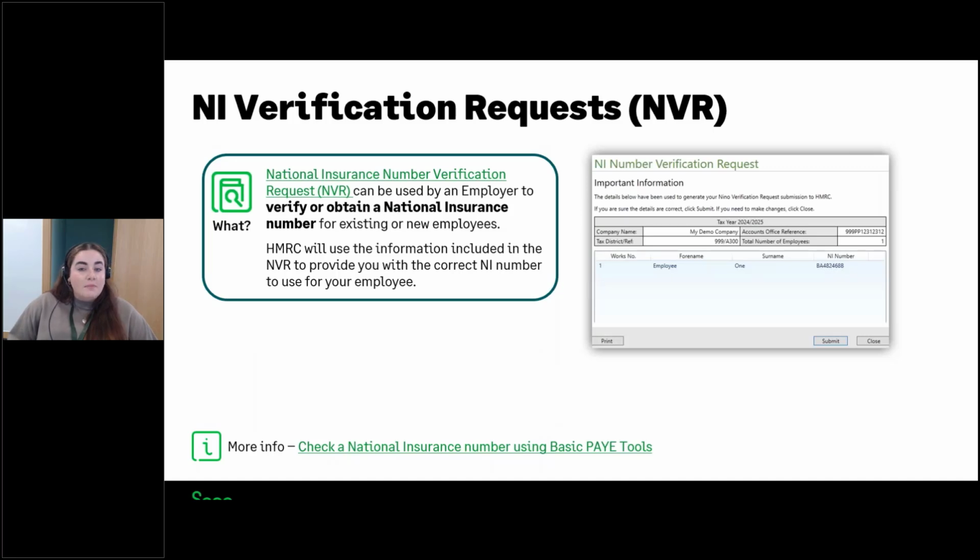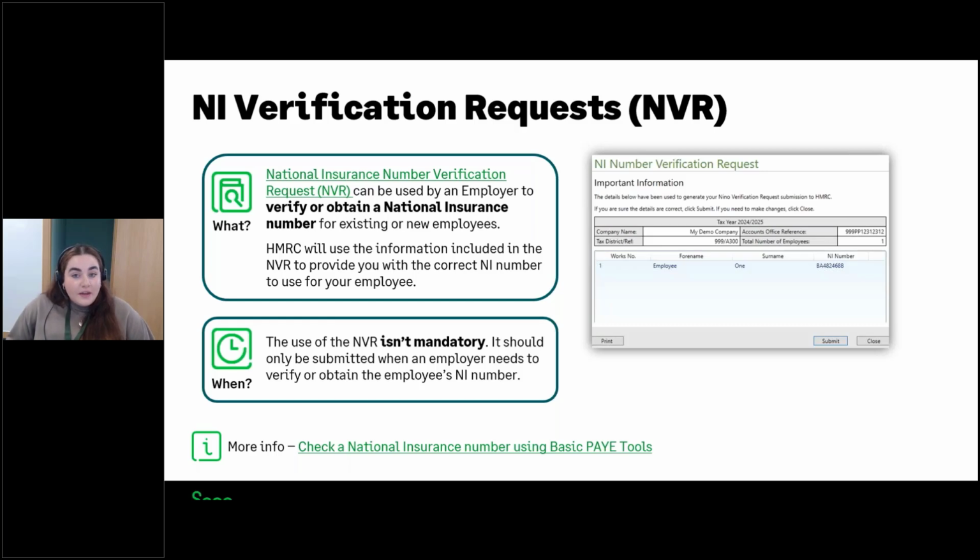And another submission that you may or may not know about is national insurance verification requests, otherwise known as NVRs. So if you're unsure what a new or existing employee's national insurance number is, you are able to request this information from HMRC with this submission. And again, this can be submitted from your payroll software or through HMRC's basic tools as well. So you've got a couple of options there. Now, NVRs aren't mandatory either. Some of you might have never sent one. Some of you may never send one, but you only need to submit one when you need to verify or obtain an employee's national insurance number.